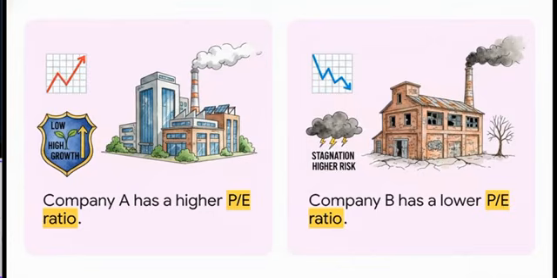Imagine comparing two real-world companies. Both have identical earnings per share, yet company A commands a much higher PE ratio. Why is that? Well, the market isn't just being irrational here, it's actively pricing in an expectation of either explosive future growth or significantly lower risk for company A compared to company B.